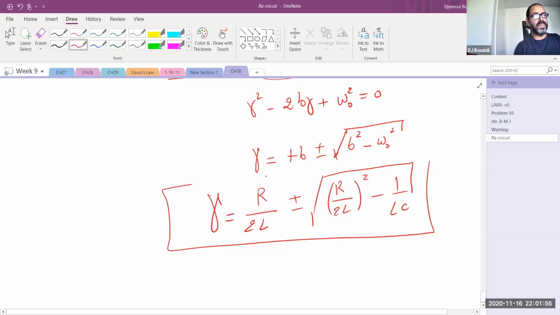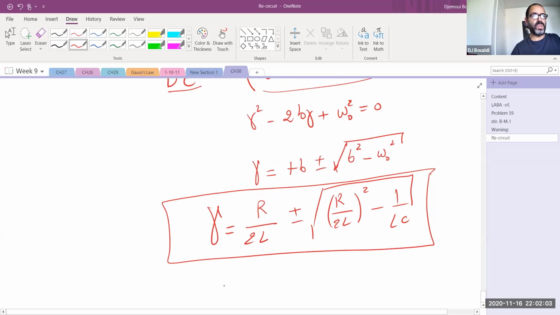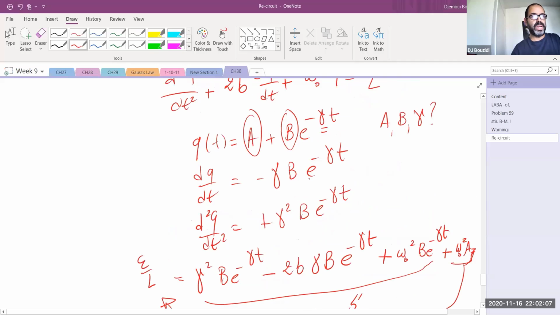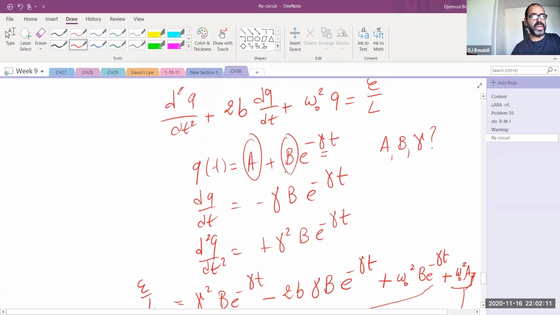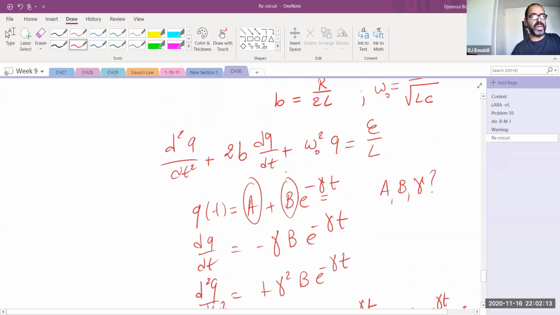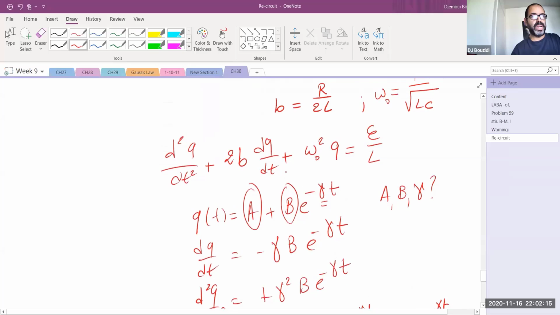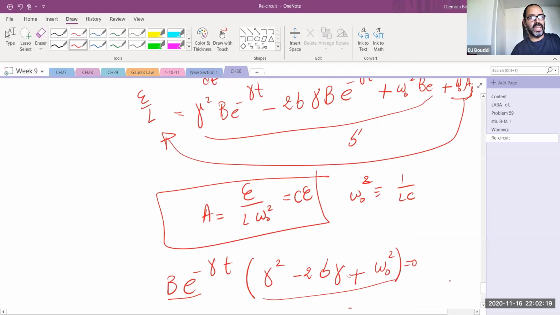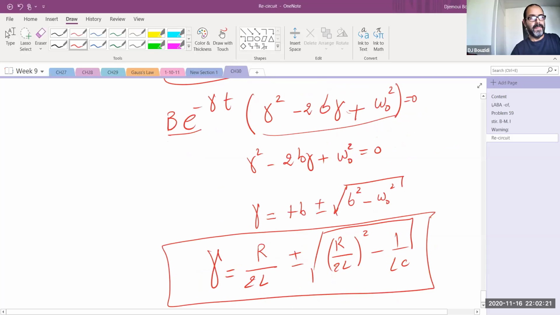So we have two gammas in here, one with a positive sign and one with a negative sign. The last thing that we need to determine, remember, to make this solution work, was the letter B. The letter B will turn out to do with the initial conditions, okay? External excitation, which is the EMF, E, and the gammas, they satisfy this equation.